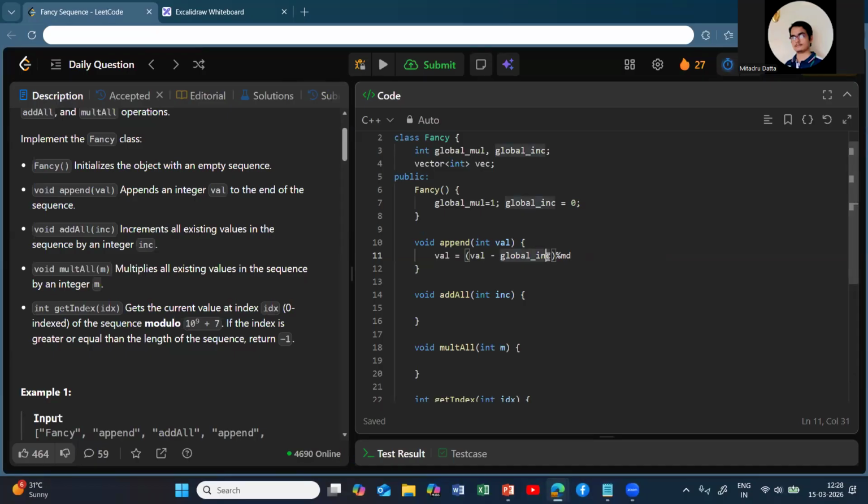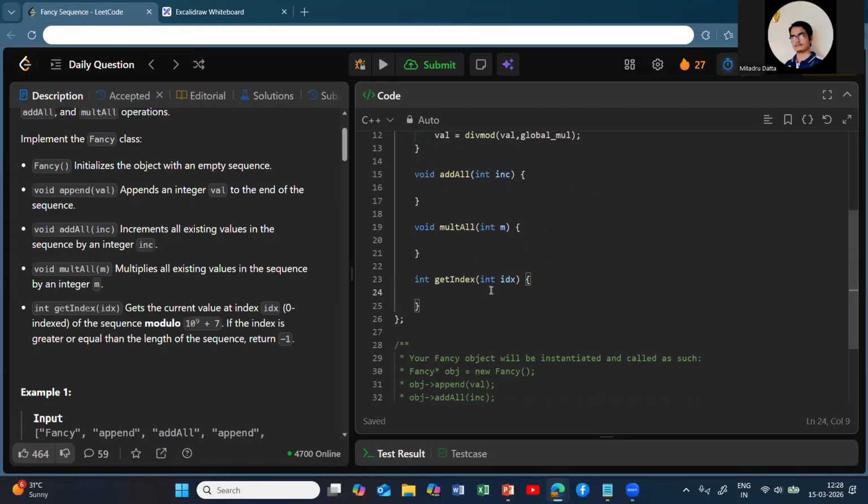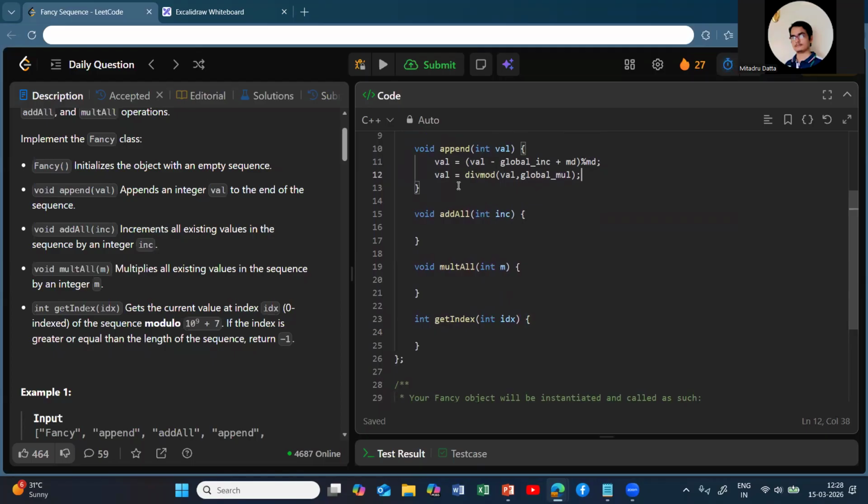So global incrementer plus mod minus value, divided by mod. And again, this value will be nothing but div mod of value and global multiplier. So whenever you are storing, you first subtract the value and then also divide the value, and then store it. Because when you get the index at a particular point, you will be multiplying as well as adding, so these two will definitely go hand in hand.